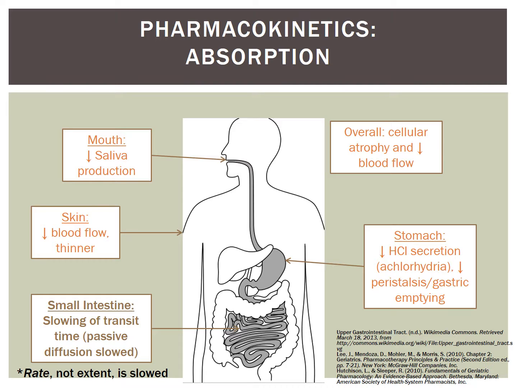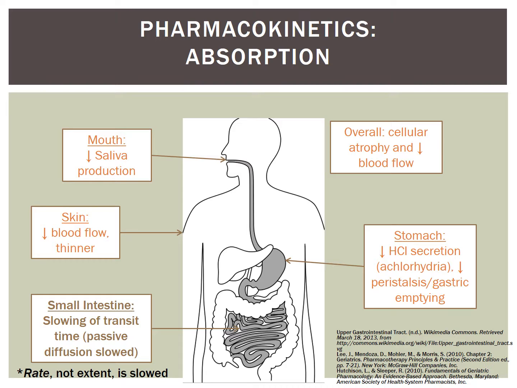In our mouth, we can have a decrease in saliva production. In our skin, we can have a decrease in blood flow as well as thinner skin. This is similar to some of the overall absorption changes that we can see where we have cellular atrophy and a decrease in blood flow. This decrease in perfusion can change our absorption of intramuscular and subcutaneous injections, as well as transdermal products because of those skin changes. In our stomach, we can have a decrease in hydrochloric acid secretion.